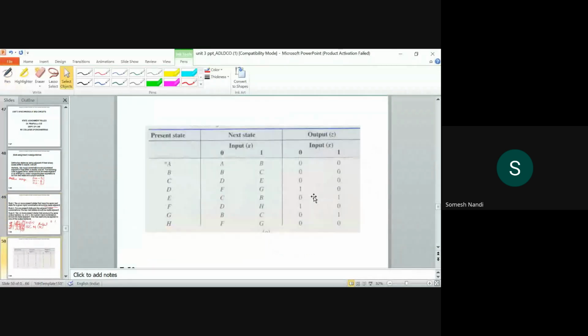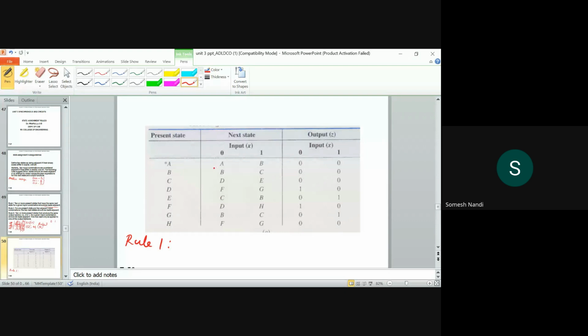Now we will go here and apply the rules. Say rule 1. This is your table given to you. Rule 1, as you all are aware, says 2 or more present states that have the same next state for a given input combination should be made adjacent.